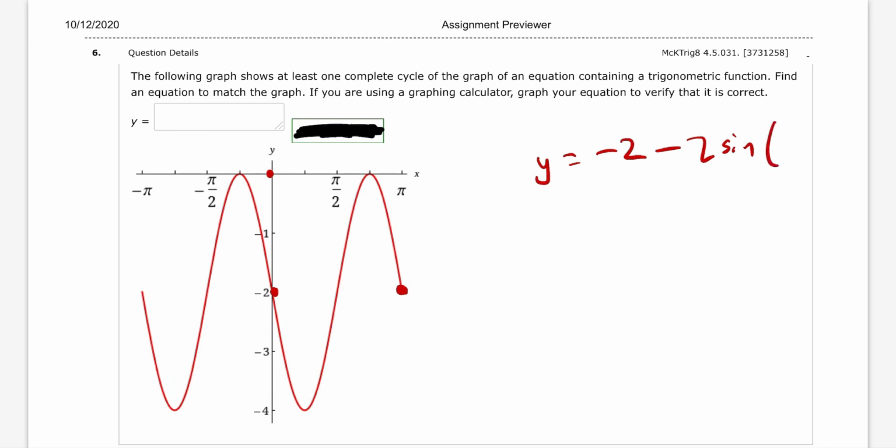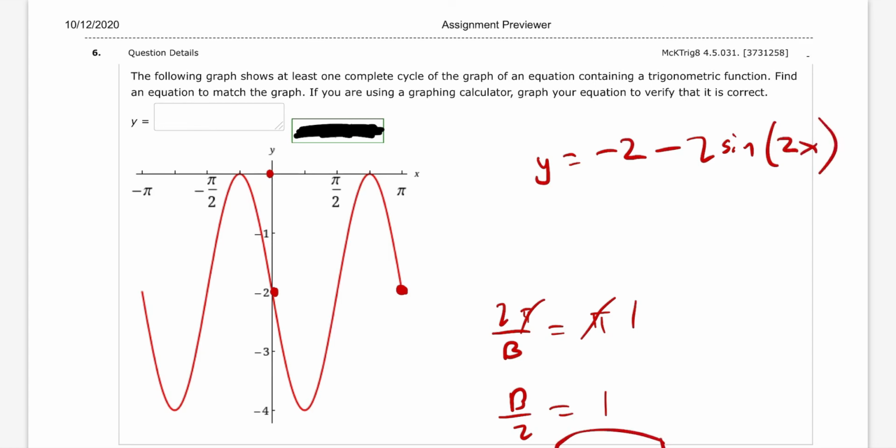And we said 2 pi over b is equal to 1 period, which is pi. All right, so then if we take the reciprocal, we get b over 2 is equal to 1. Multiplied by 2, you get b equals 2. So that should do it right there, everybody. Sorry about the confusion. It looks like they reversed this term and this term, which is completely fine. You can write it either way, but that's the same thing.